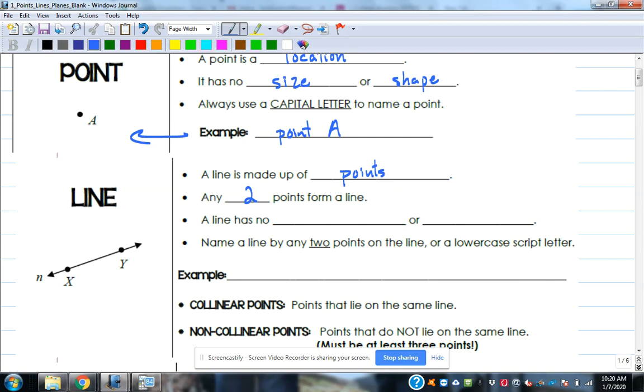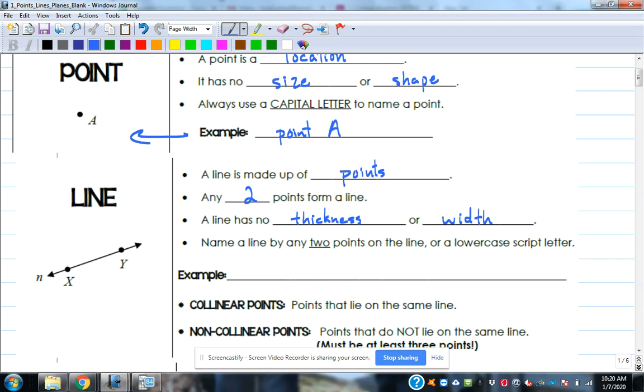And a line has no thickness or width. Okay, so it's just representing all of those points in between those points and beyond for the picture that we've got on the left there.